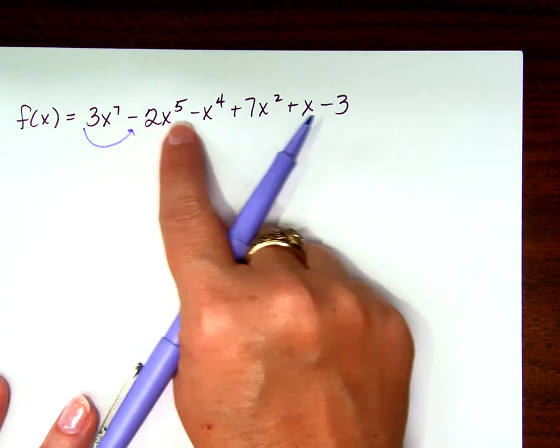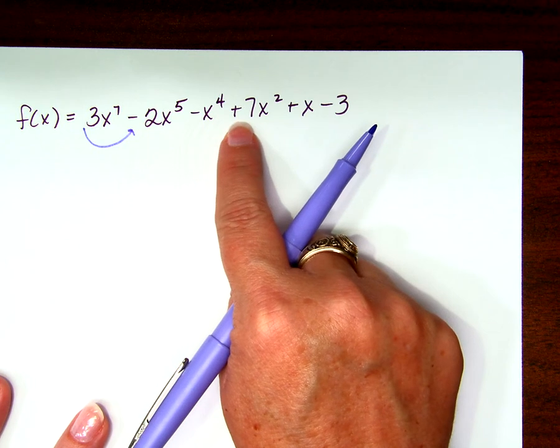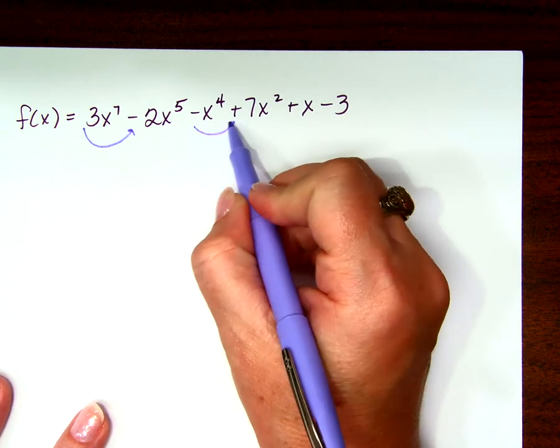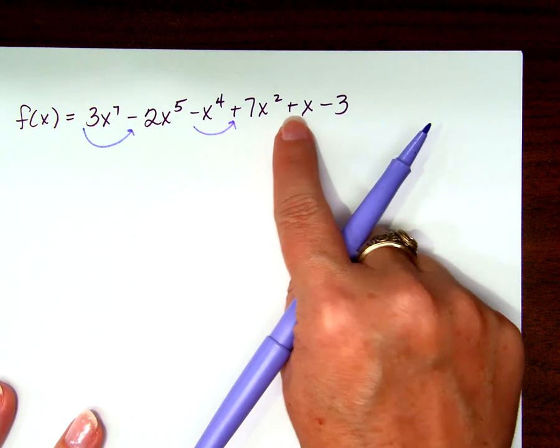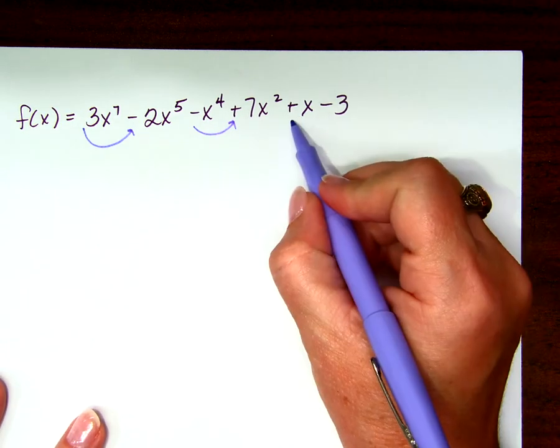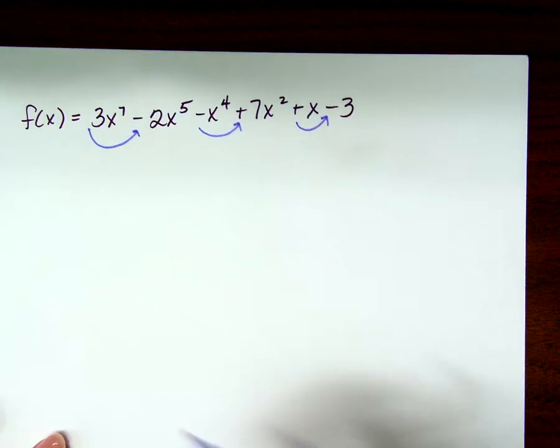Now, from here to here, is there a sign change? No. From here to here, is there a sign change? That's another sign change. From here to here, is there a sign change? From here to here, is there a sign change? That's a sign change. Okay? So, I'm going to have to write this down for you.